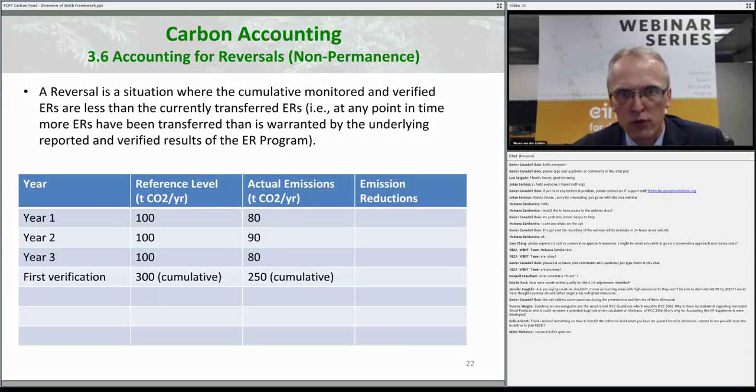So just to explain that in a little bit more detail, let me give you an example here in the table. So let's assume we have a program where the reference level is set at 100 tons of CO2 per year. So it's net, it's the average annual emissions, and the average annual emissions in the accounting area in this example is 100. So year 1, year 2, year 3, we have the same value, 100 tons of CO2. Now, the program is being implemented, and the actual emissions are, for example, 80, 90, 80. So if we would do a monitoring event after 3 years with a verification, the cumulative baseline will be 300, 100 plus 100 plus 100, but the cumulative actual emissions will be 250.